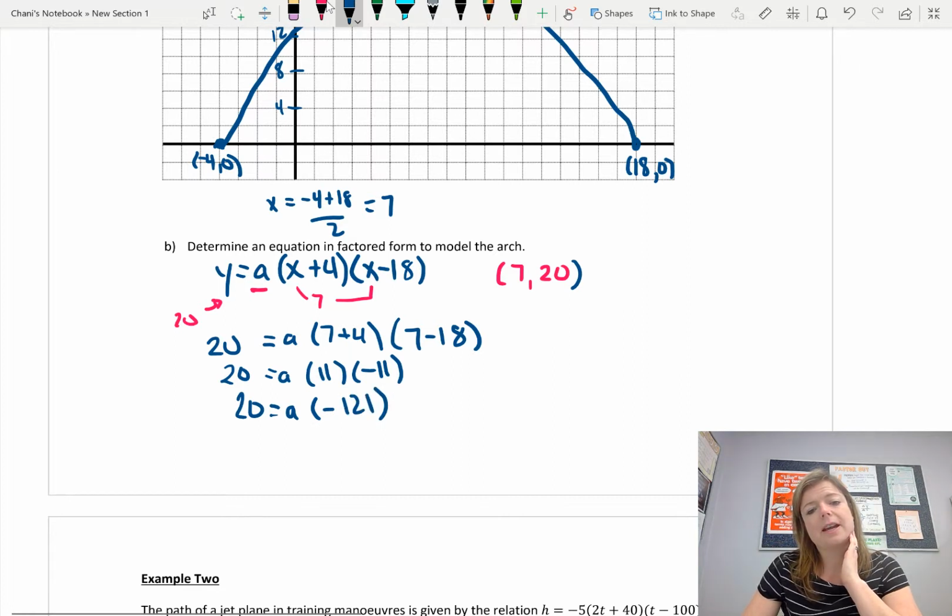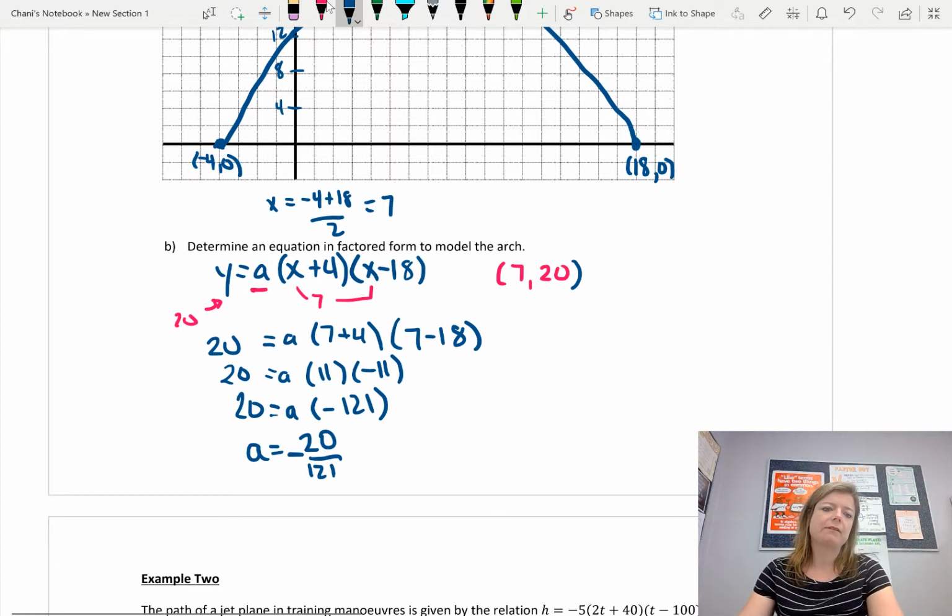And we divide both sides by -121. So a is equal to 20 divided by -121. So we just bump the negative out front since it's negative. Now, this can also be written as -0.165. Again, it's a word problem, so often decimals are more useful.